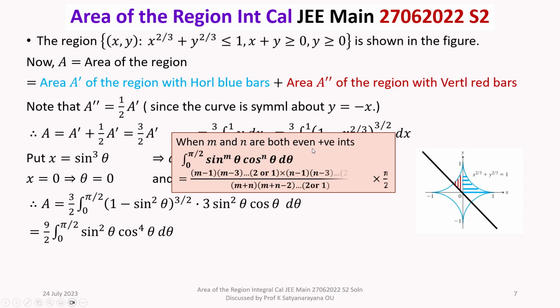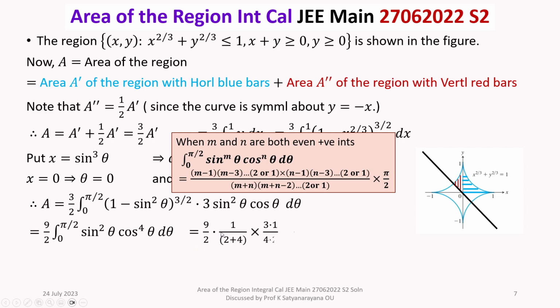When m and n are both even positive integers, and 2 and 4 are even positive integers, then the integral 0 to pi by 2 sine to the power of m theta cos to the power of n theta d theta is equal to, first take this 2. 2 means 2 minus 1 by 2 plus 4, that means 1 by 6. Then come to 4. 4 minus 1 by 6 minus 2, 4 minus 1, that is 3 by 4. From 3 subtract 2, 1 by 4 minus 2, 2. So that's what it says.